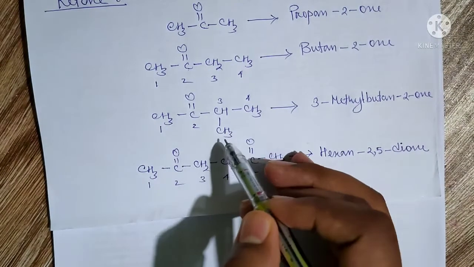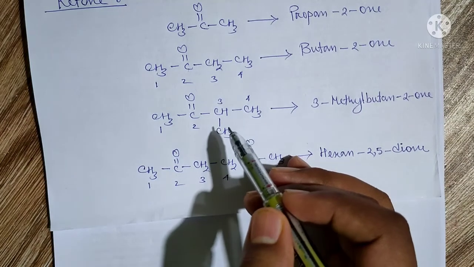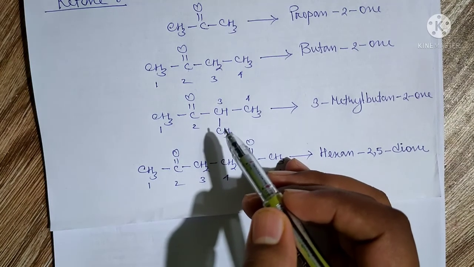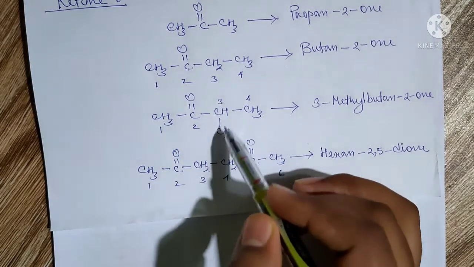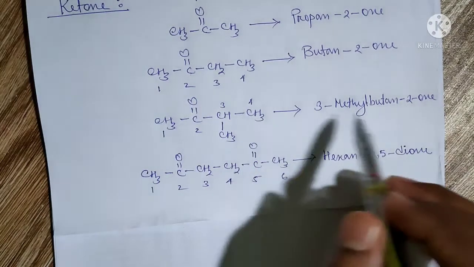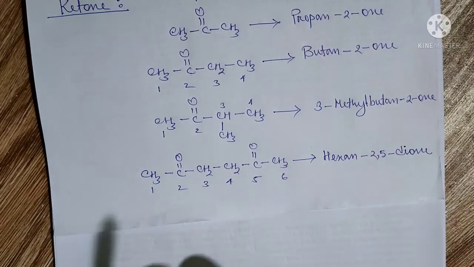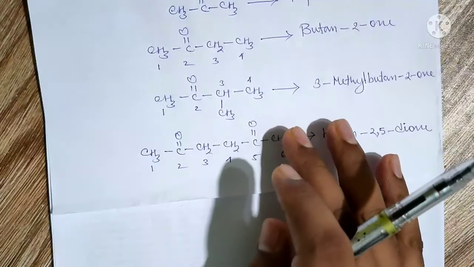Along with the functional group, one substituent is also present. So as I have told you earlier, if substituents are present, they have to be written before the name of the parent chain. So at 3 position there is a methyl group. So 3 methyl, and how many carbon atoms are there? 4. So 3 methyl butane 2 one. Okay. The last example.